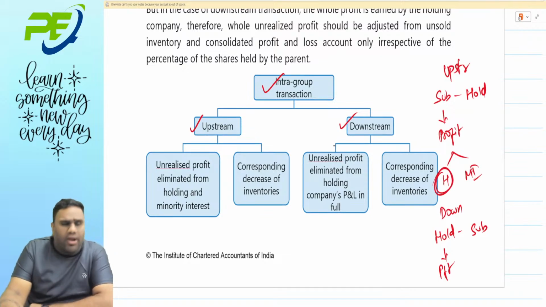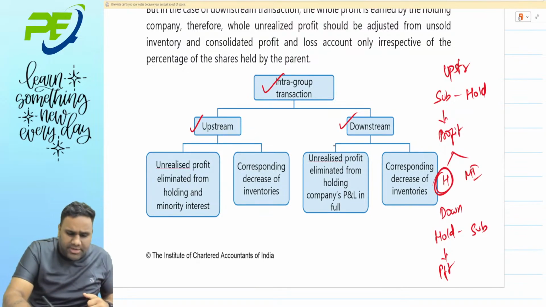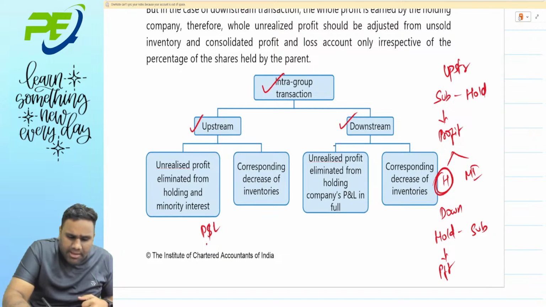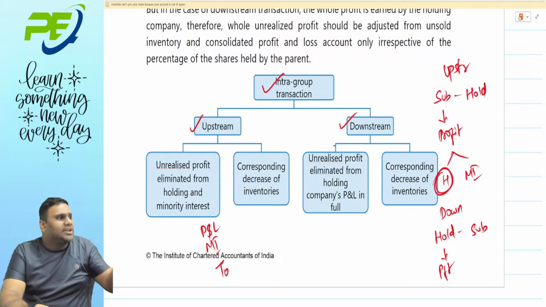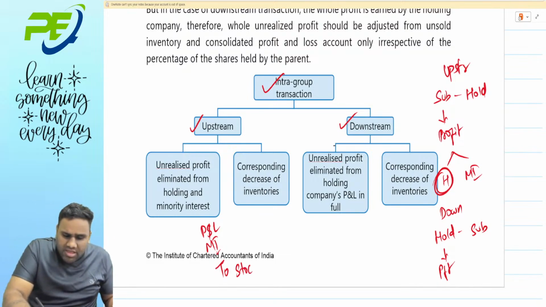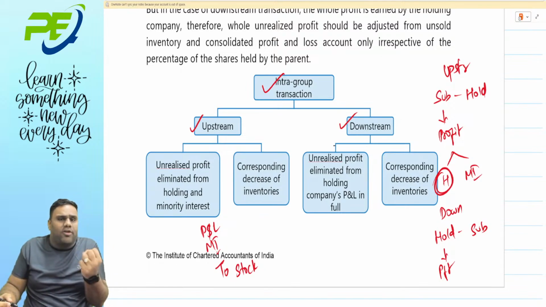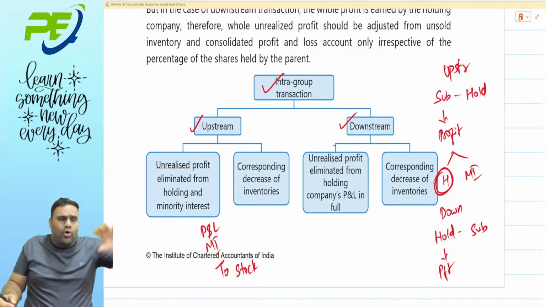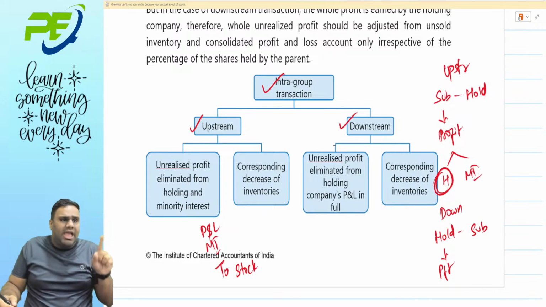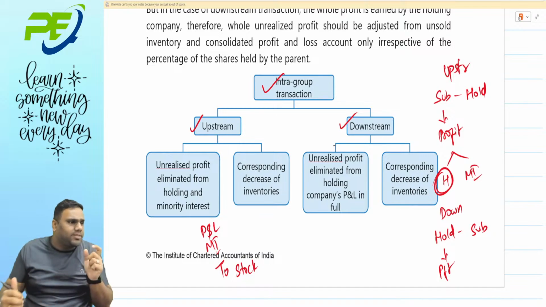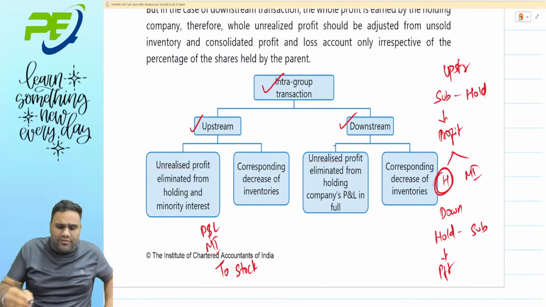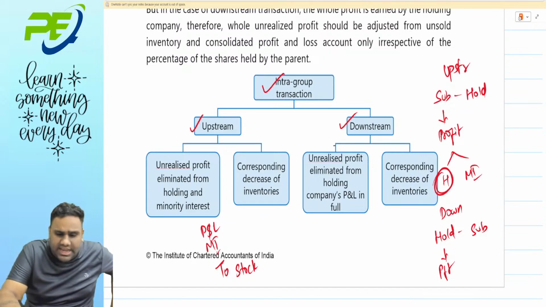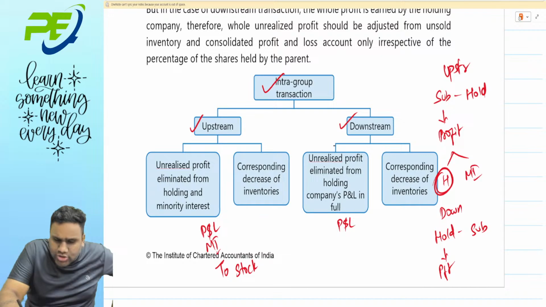So holding is enjoying profit. Holding's profit should come down. So P&L account debit, minority interest account debit, to stock credit. Because stock has unrealized profit that you are reducing. So holding P&L reducing, we debit; minority decreasing, we debit. Minority interest is also a liability, that also we are debiting, and stock is also reducing, so we are crediting. Downstream journal entry: P&L to stock. That's all.